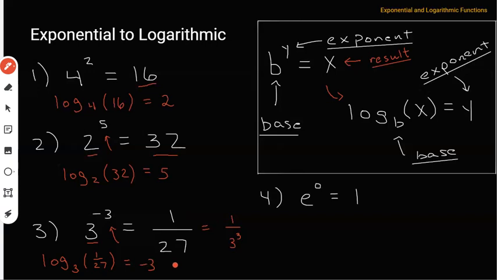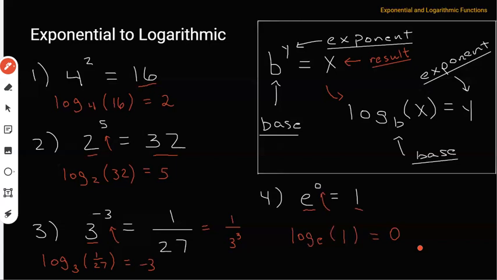And then number 4 is going to be the last one. e to the 0 power is equal to 1. So in this case, what is our base? Our base is e. So I'm going to have log base e. My result is a 1, so that's going to go inside the parentheses right here. So I put a 1 on the inside. And then on the other side of the equal sign, I'm going to have the exponent. In this case, it's going to be a 0. So that's going to be our logarithmic expression. We're always taking that exponent and putting it on the other side.